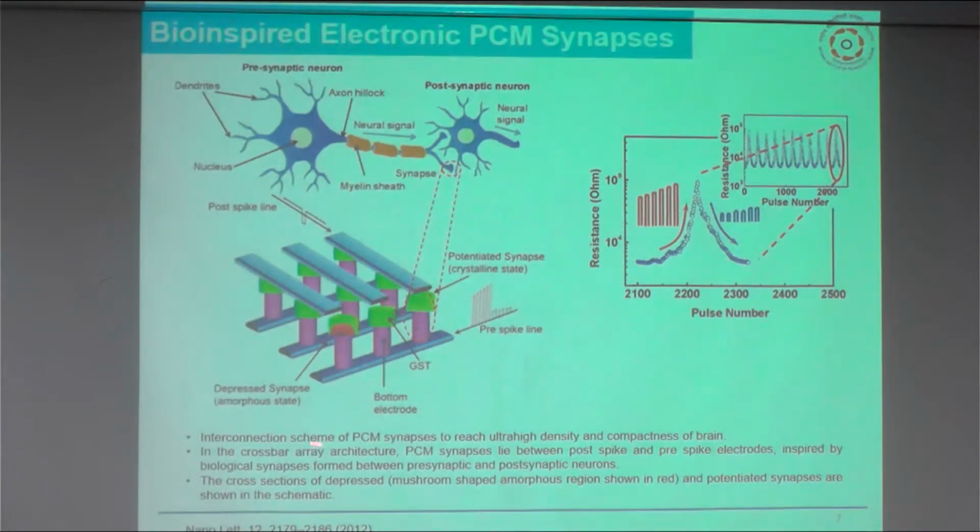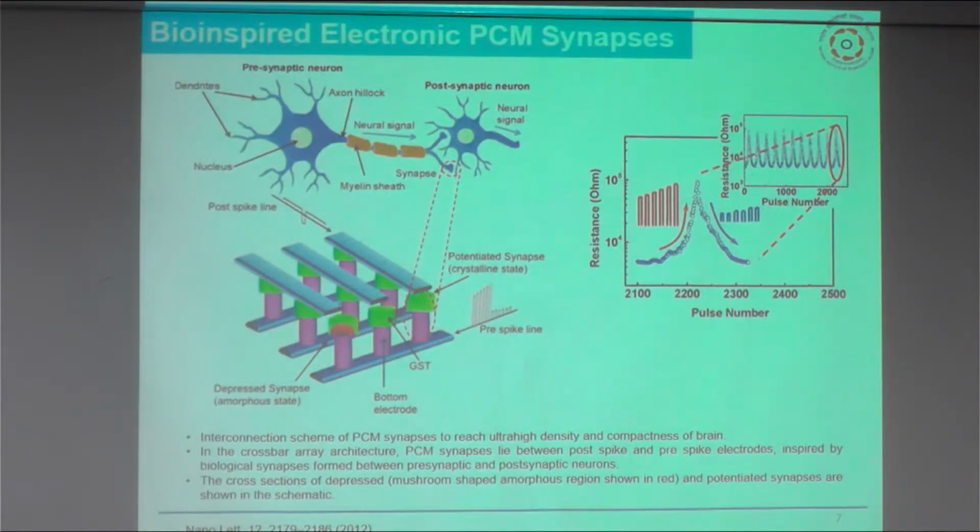Okay, so the interconnection scheme of PCM synapse to reach the ultra high density and compactness of the brain. This is the important aspect of PCM synapse. It provides us the beauty of compactness of the brain. In the crossbar array architecture, the PCM synapse lies between post-spike and pre-spike electrodes, inspired by the biological synapse formed between pre-synaptic and post-synaptic neurons. Here it is a crossbar array, and you are simultaneously reaching out to a particular array because it is not a single element. Where you want to go and save the information, you can. It is a kind of memory where you have a word line and bit line, and you can directly hit and directly identify the information. So it is an array where you can provide pre-spike and post-spike pulses and get this. Is it clear to all of you?